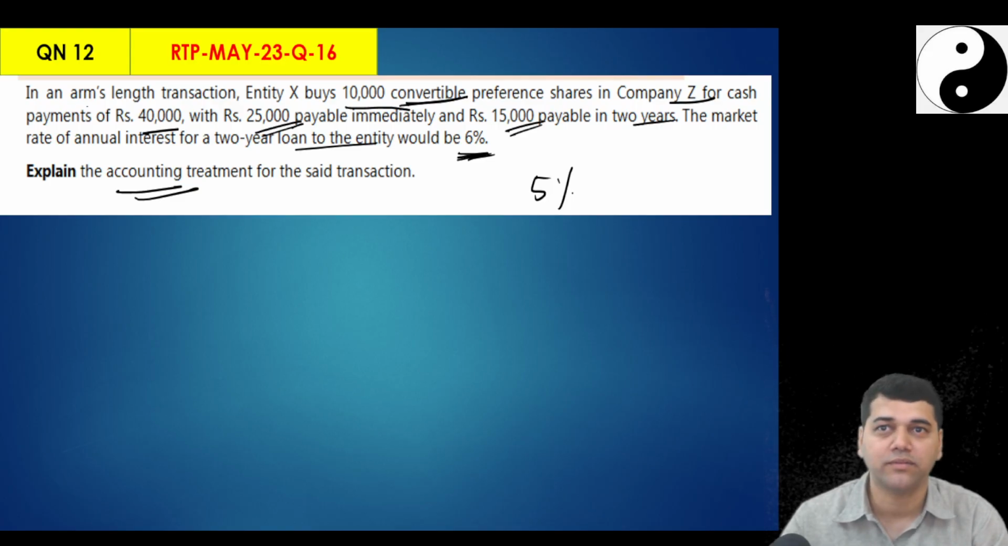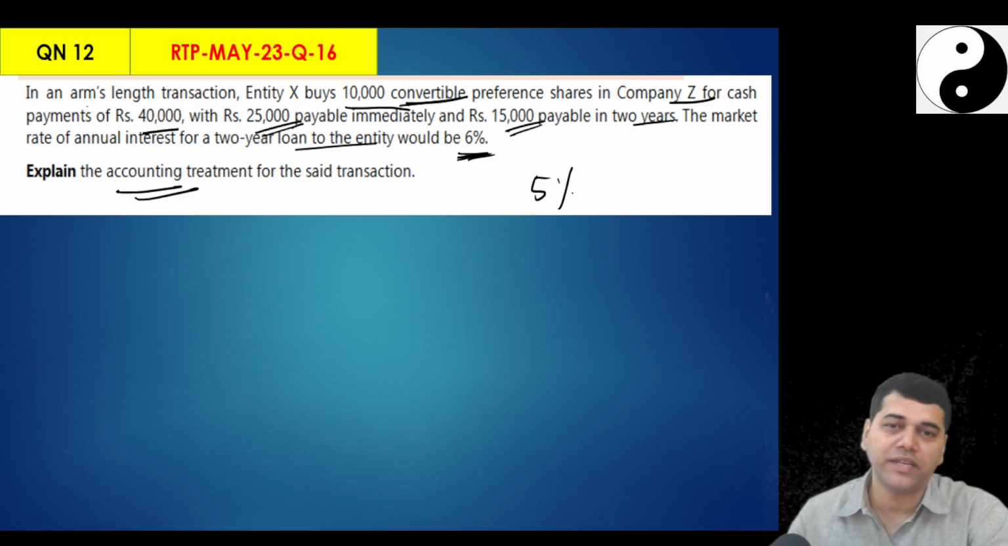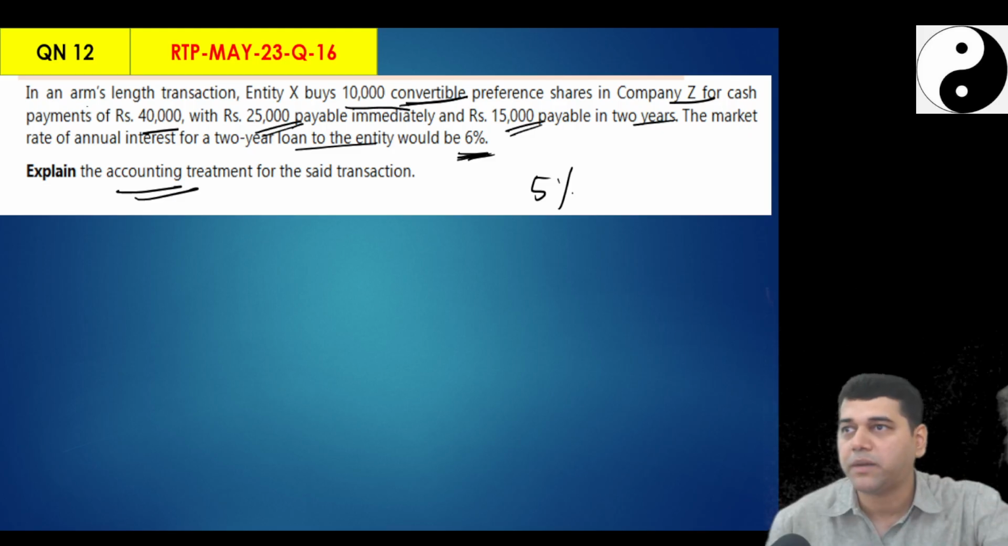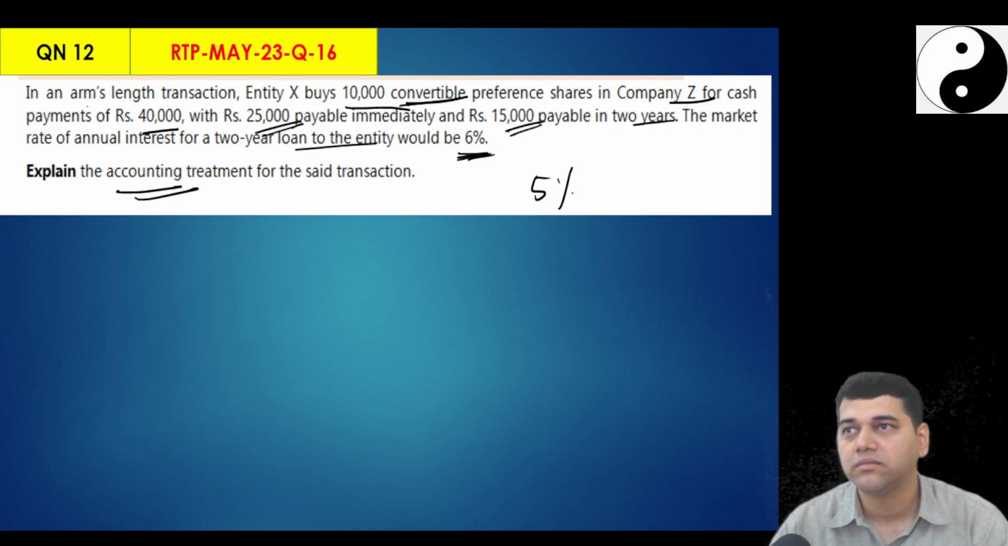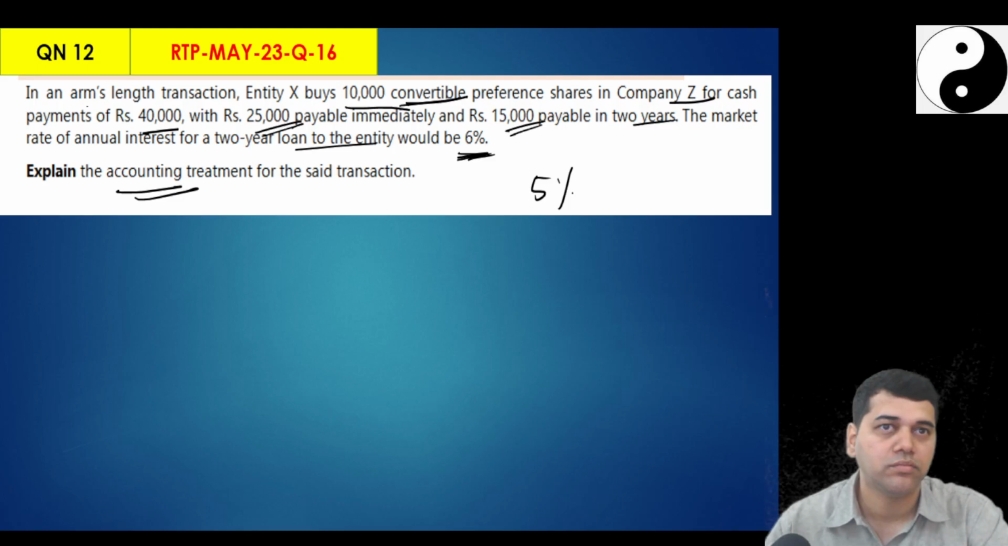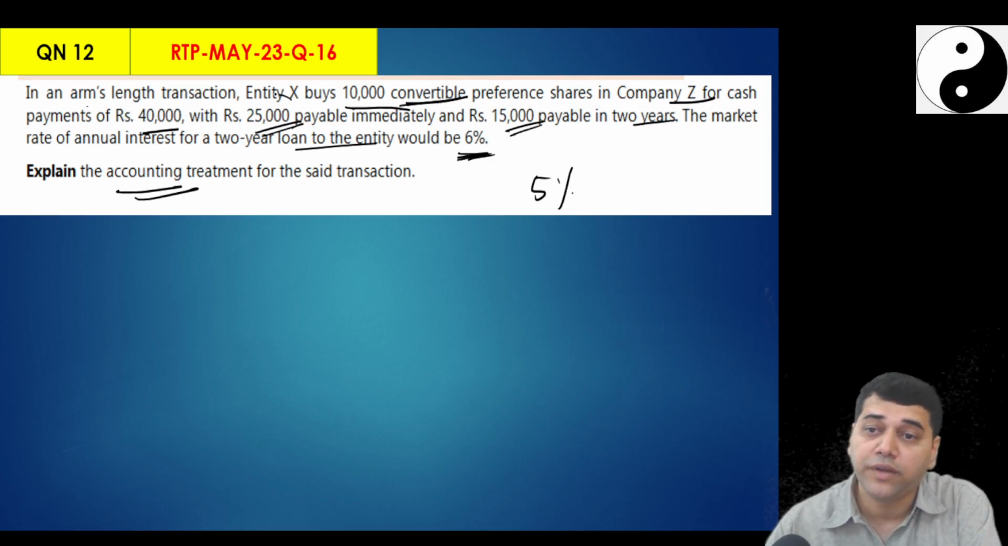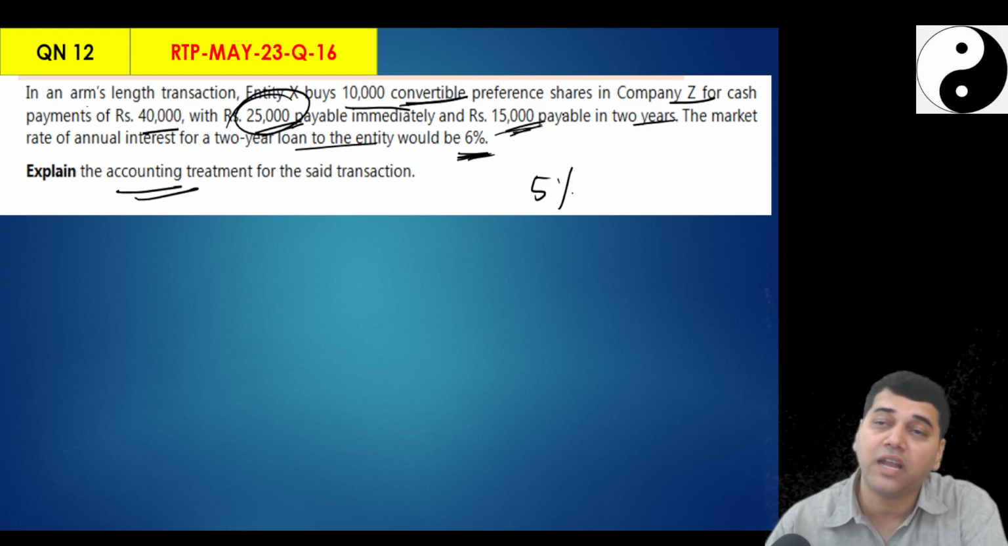Not market terms. Why? Because whenever you go to MRPL and buy their preference shares, what will they tell? Pay me right now. I want money right now. No. But this guy is paying 25 right now and 15,000 after 2 years.